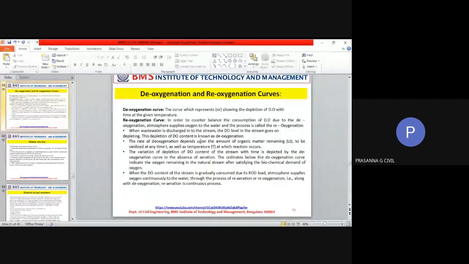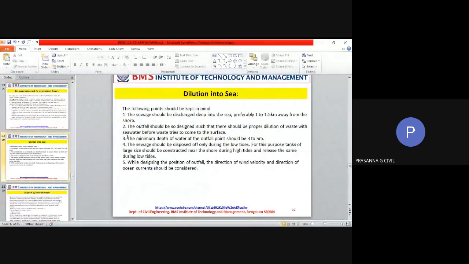So today the remaining, and then we looked at what are the possibilities or the problems that are associated with putting the wastewater into a natural water body. We talked about zones of pollution and reaeration, deoxygenation, the oxygen sag curve, oxygen deficit, everything. So now I'm coming back to the two topics that we were discussing earlier. First, dilution into the sea.